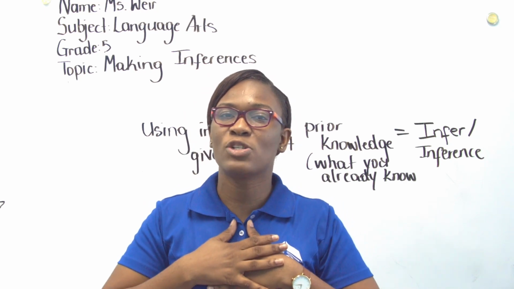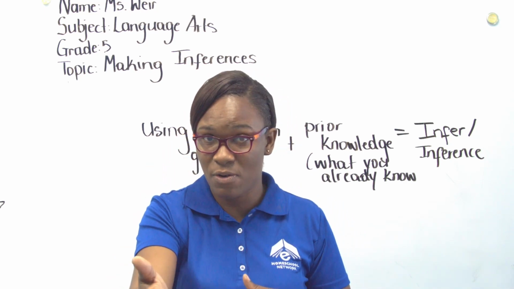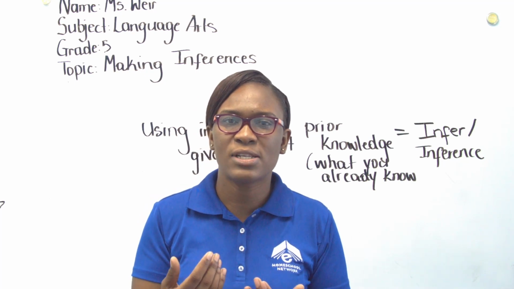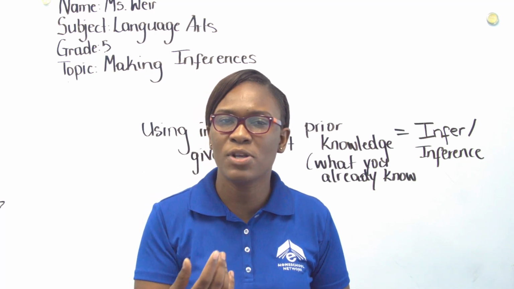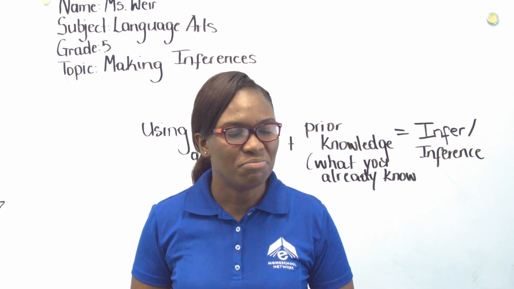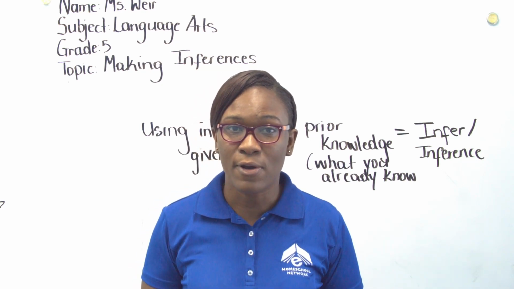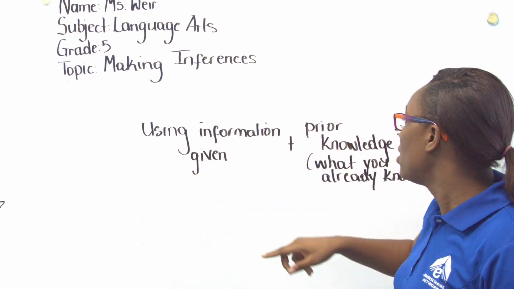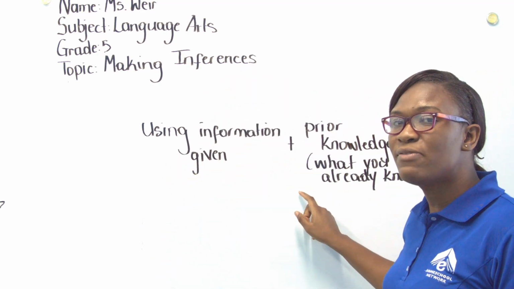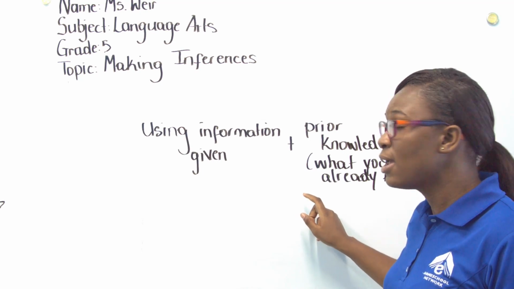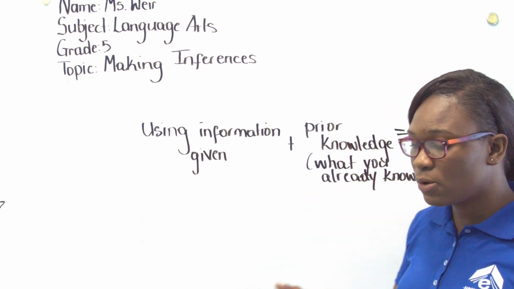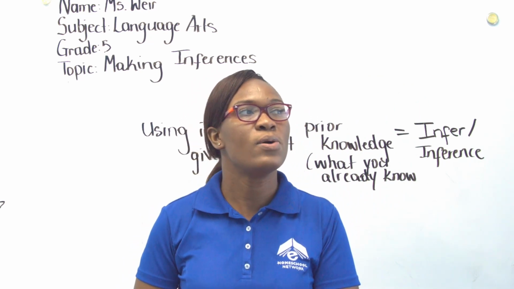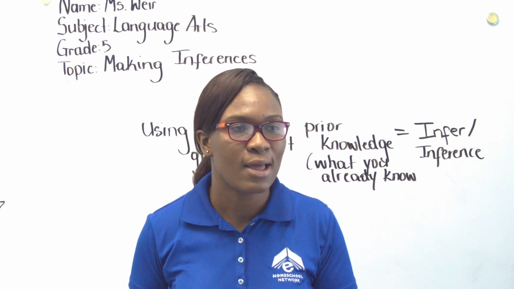Now, what I experience could be something different from what you experience. So it doesn't mean that if you didn't have what Miss Weir just said, you're wrong. No, that's not the case. Because remember, once we're inferring, we use the information given plus our prior knowledge, what we have as our own experiences, and then we come up with a conclusion. We draw a conclusion. All right, boys and girls? So it is as simple as that.